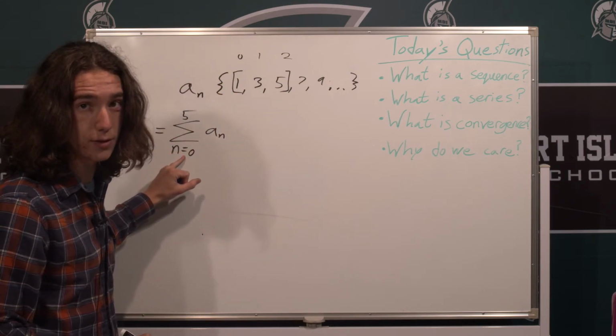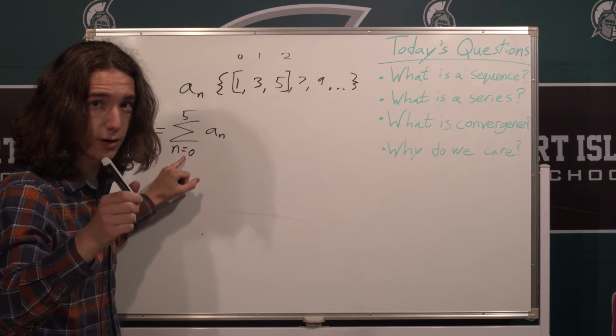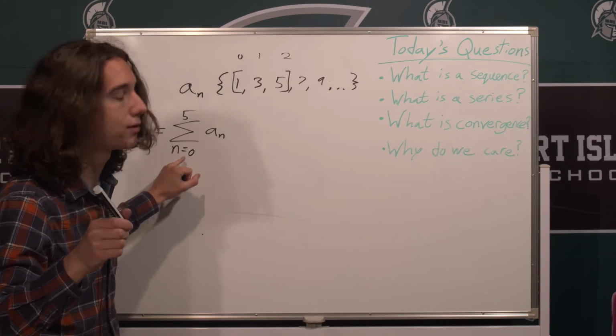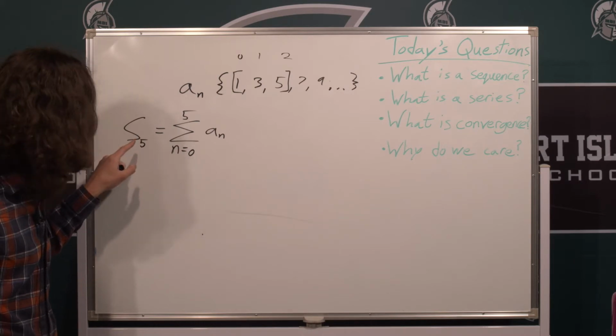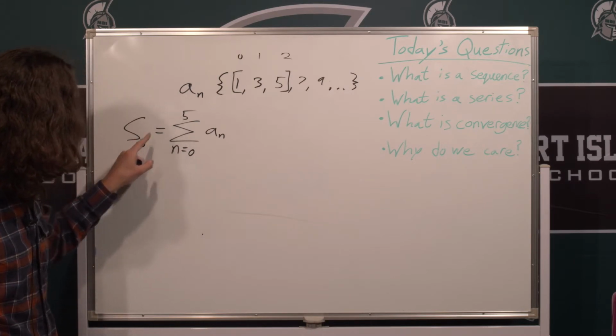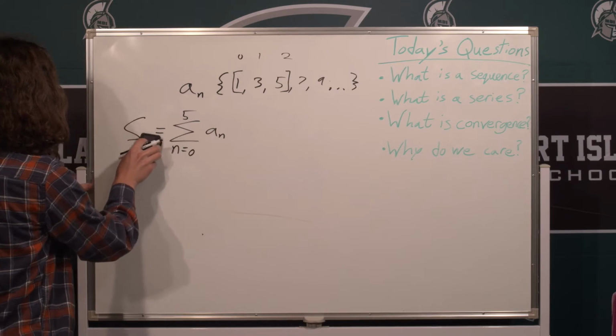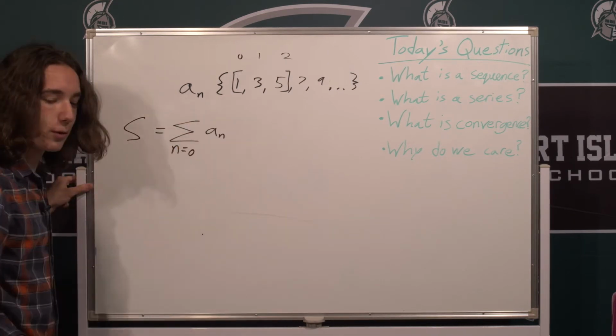You've seen it in Riemann sums, which will become important later and is part of why we do this in calculus. You can calculate s sub 5 like this. You can calculate s sub 6 like this. But what if we want to go to infinity?